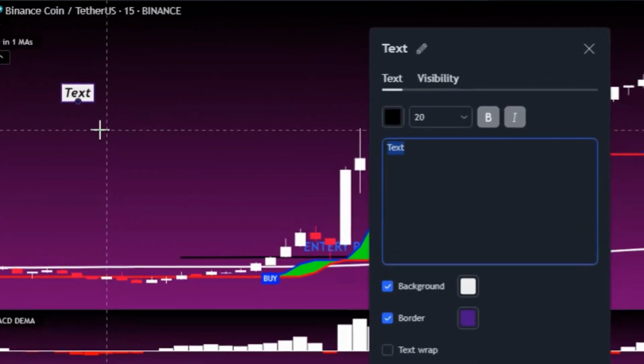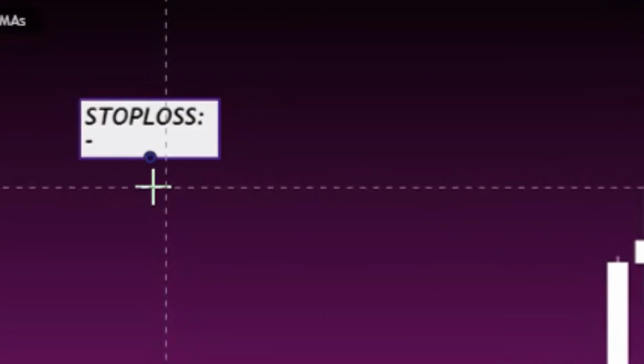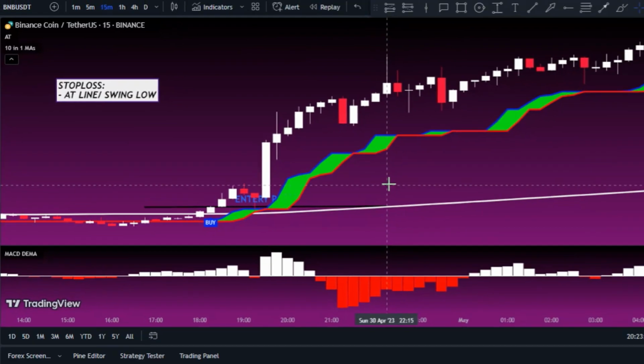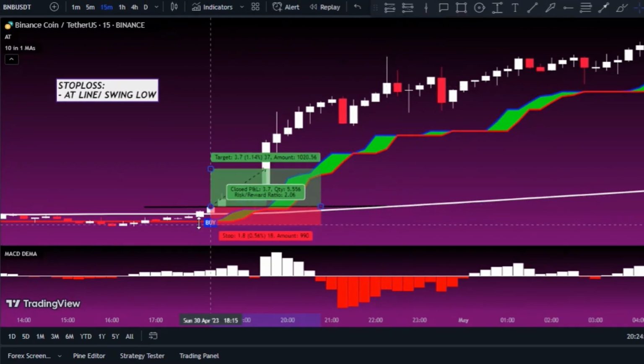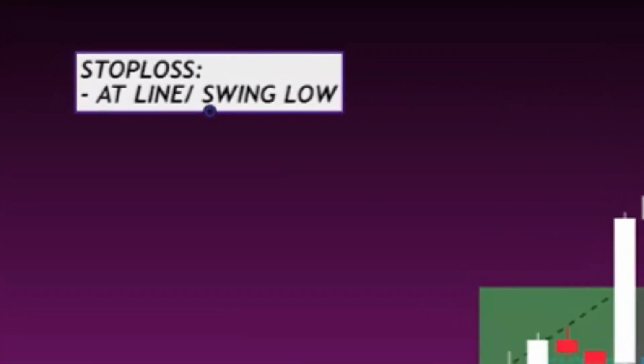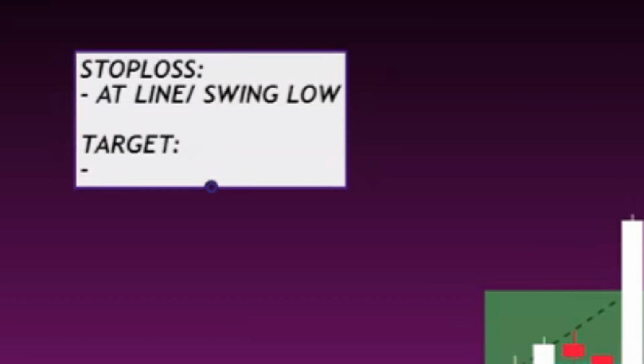For stops, we can either use the recent swing low or the Alpha Trend line. For taking profits and exiting, we'll set a target of twice the stop loss amount.